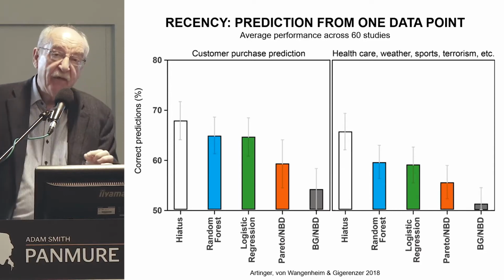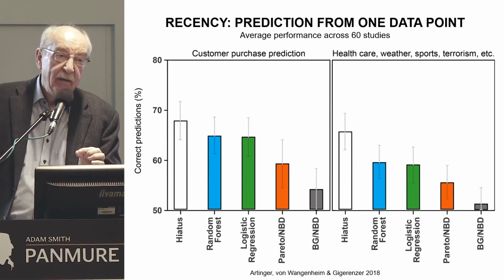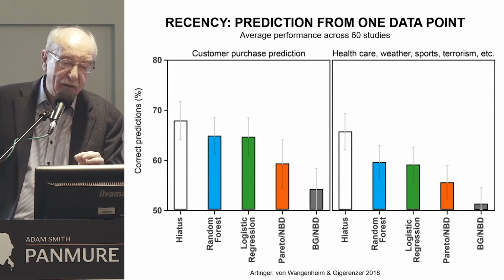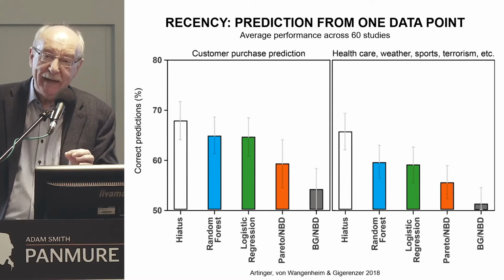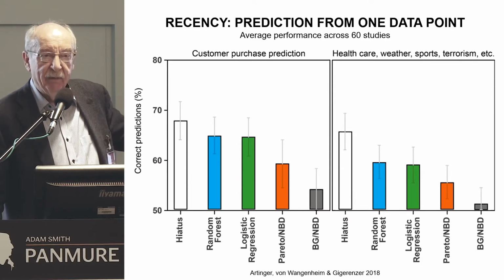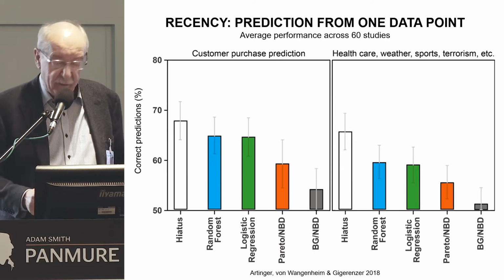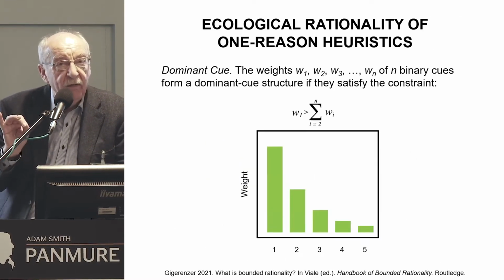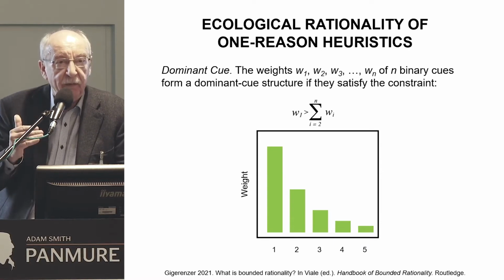For example, whether a patient would come back to the hospital within a certain time, or whether there would be another tornado somewhere. And you can see big data doesn't help you very much, and big computation doesn't help. It's uncertainty.